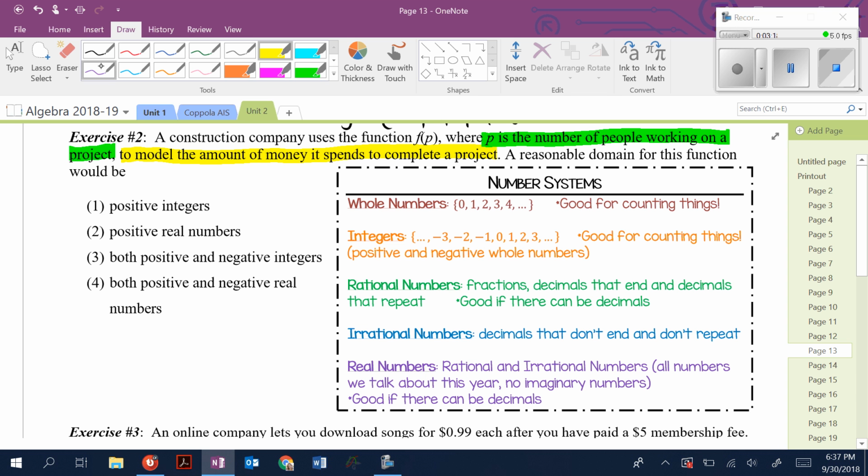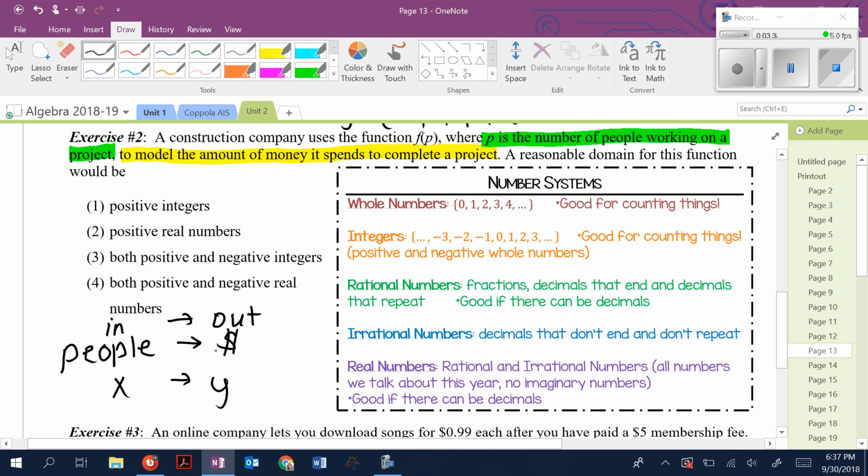Okay, so what's happening, let's just think about the situation. We put in people into the function input, and then what do we get out? We get out money. So this is our in, our out. Another way to look at it would be x and y. So all of these on the left side match and all of those on the right side match. So they're saying a reasonable domain. So we're looking at the domain, the x values, the in, which is people.